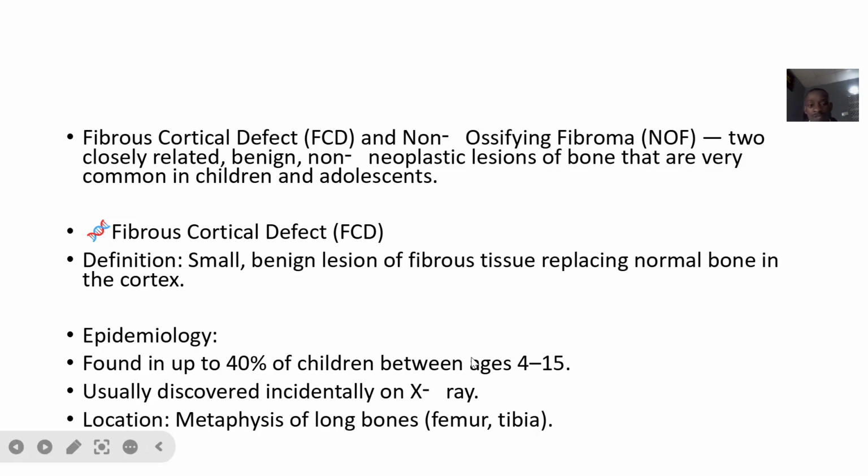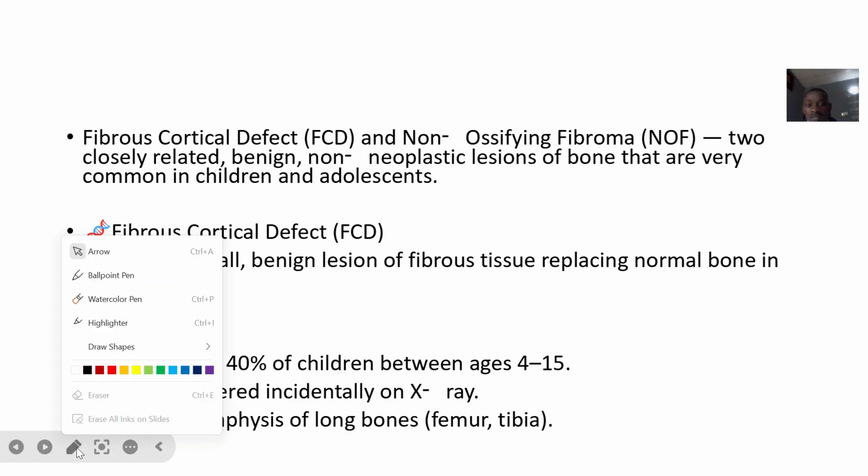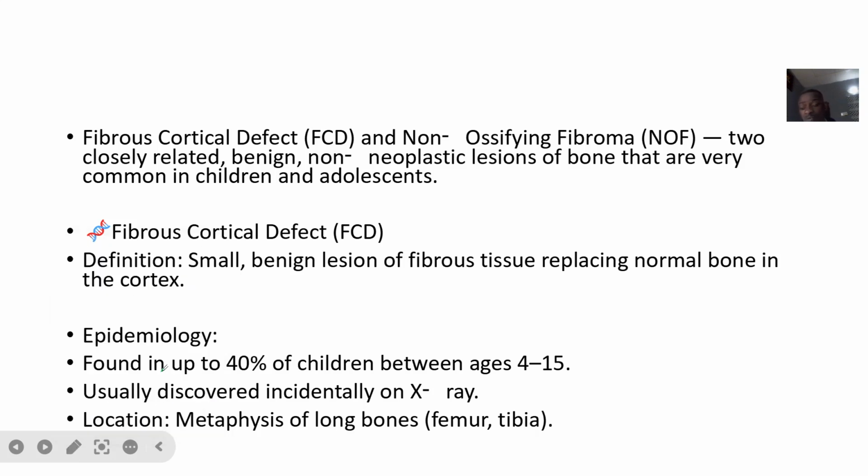So fibrous cortical defect is actually a benign lesion of fibrous tissue. Fibrous tissue is actually replacing the normal bone in the cortex. So where you're supposed to have normal bone, you're having fibrous tissue there. It's found in about 40% of children between ages 4 to 15. So it's usually discovered incidentally on x-rays. Location is usually the metaphysis of long bones like the femur and the tibia, and the rest of them.